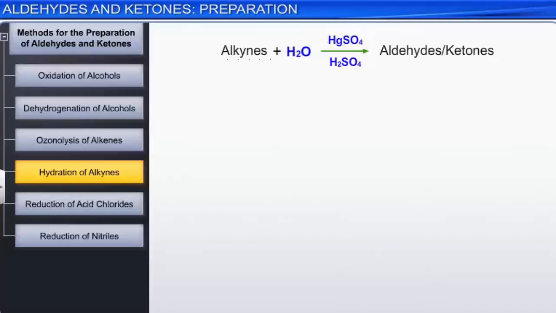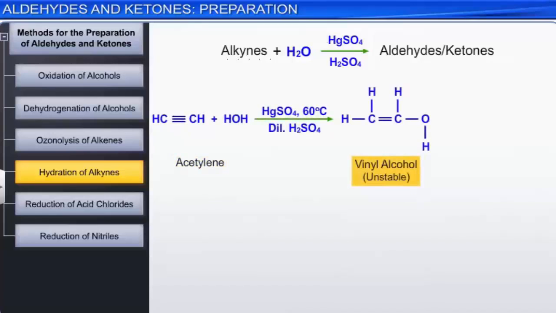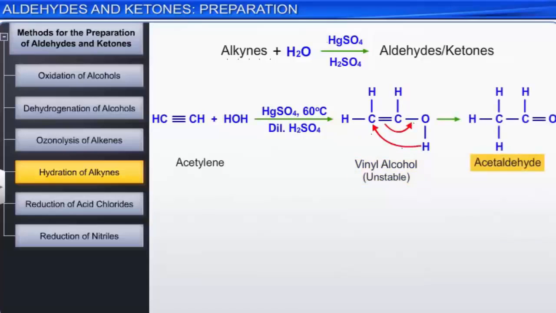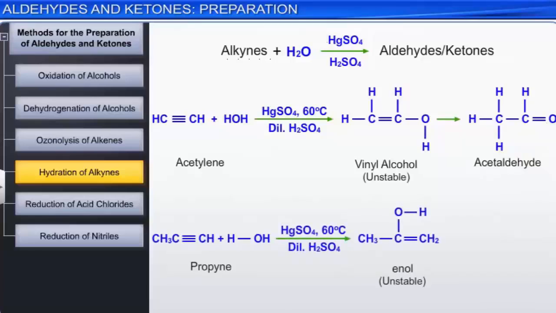For example, acetylene on hydration gives unstable vinyl alcohol, which tautomerizes to form acetaldehyde. All other alkynes yield ketones in a similar manner. For example, propyne gives acetone on hydration.